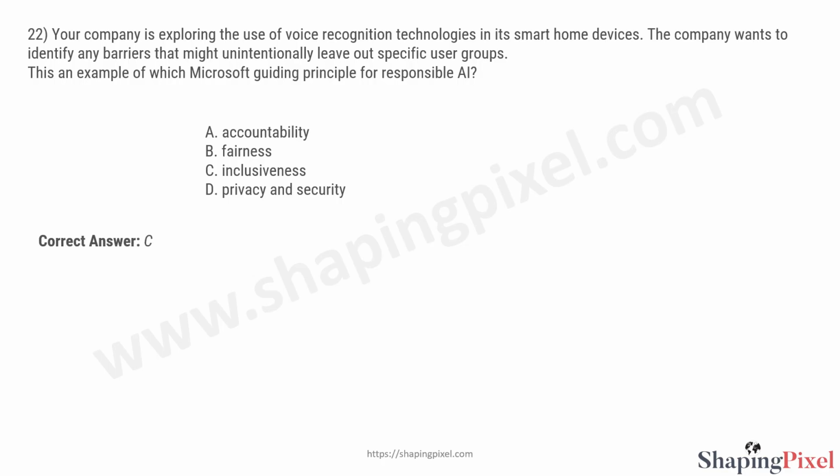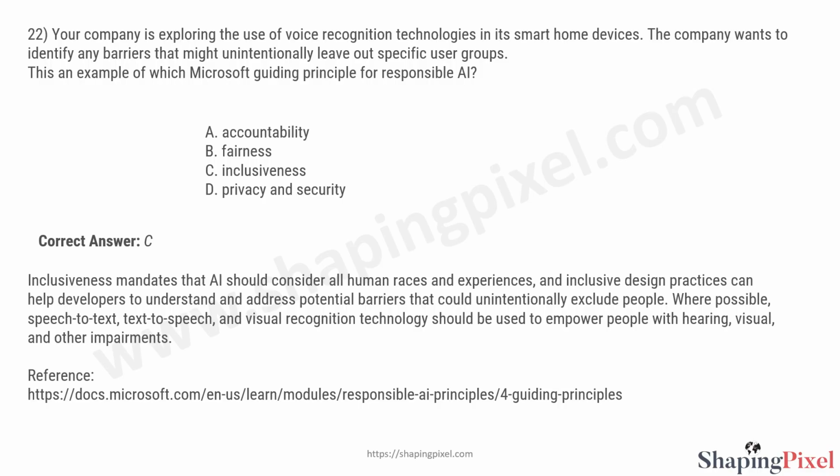inclusiveness. So inclusiveness mandates that AI should consider all human races and experiences. And inclusive design practices can help developers to understand and address potential barriers that could unintentionally exclude people. Where possible, speech to text, text to speech, and visual recognition technology should be used to empower people with hearing, visual, and other impairments.